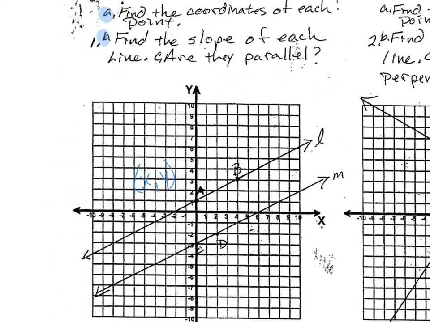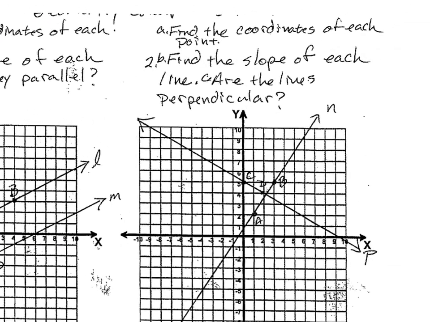Then the second part is he's asking you to find the slope of each line, and are they parallel, yes or no? So find the slope. Just count rise over run, and rise over run, and if they're the same, then they're parallel. If they're not the same, they're not parallel. Okay, that's number one. Number two, we're going to do the same thing.